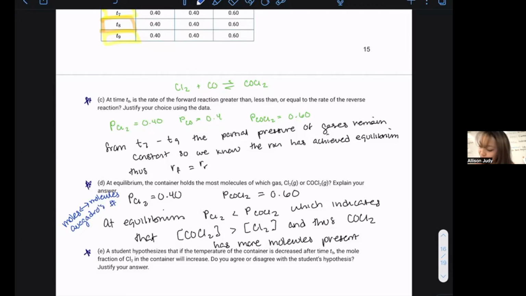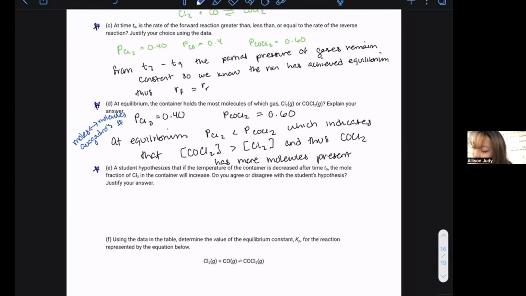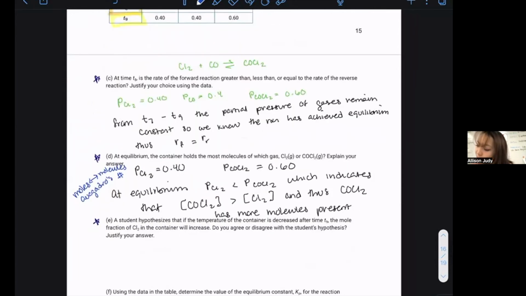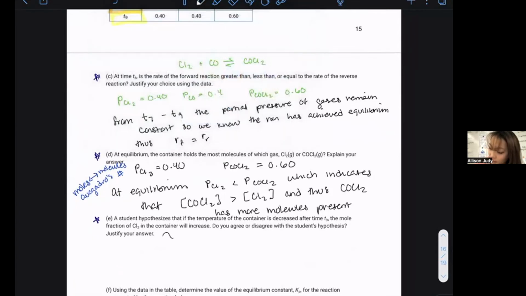Okay, and then finally, E: a student hypothesizes that if the temperature of the container is decreased. Remember, we were told originally that we were at constant temperature. After time 9, the mole fraction of Cl2, and remember mole fraction is X of A, which is equal to n of A all over n total. It's basically partial pressure put into moles, the same ratio, it just uses the mole value.